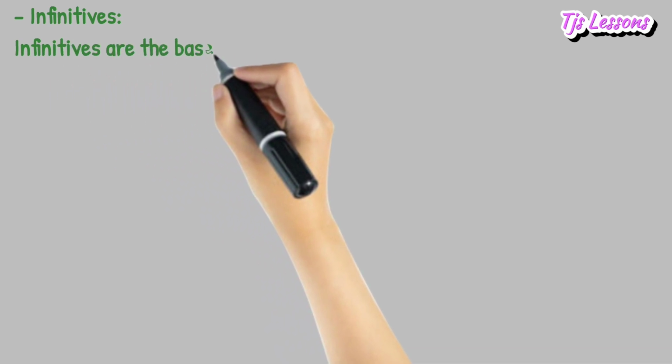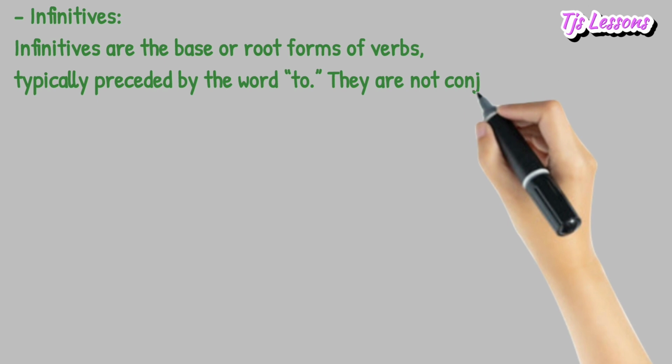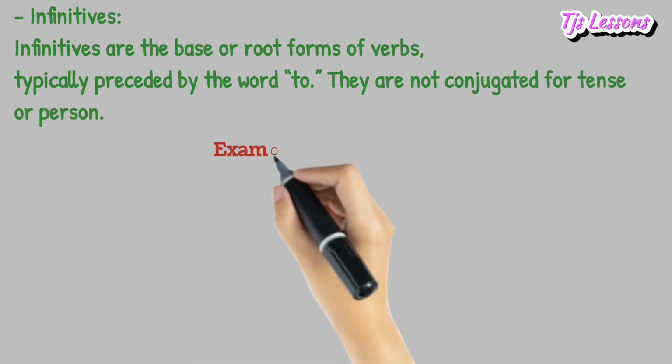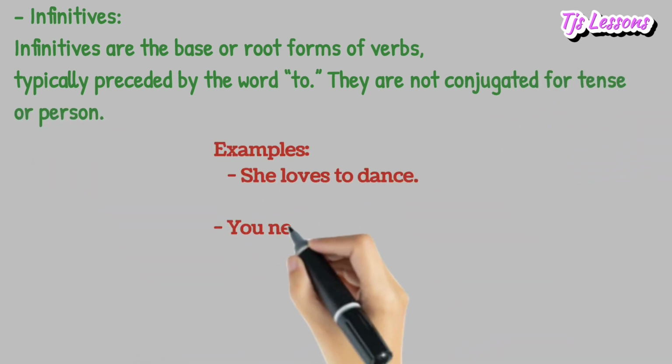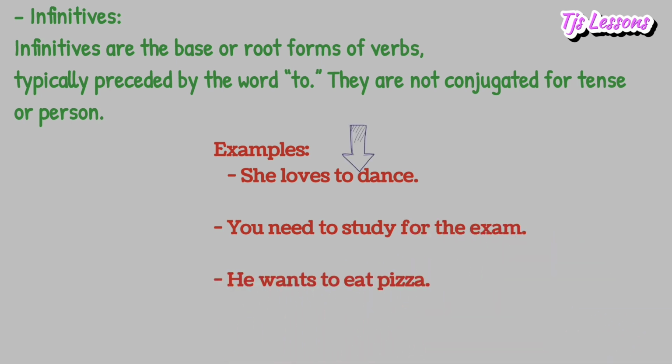Infinitives. Infinitives are the base or root forms of verbs, typically preceded by the word to. They are not conjugated for tense or person. Here are a few examples. She loves to dance. You need to study for the exam. He wants to eat pizza. In these sentences, to dance, to study, and to eat are infinitives.